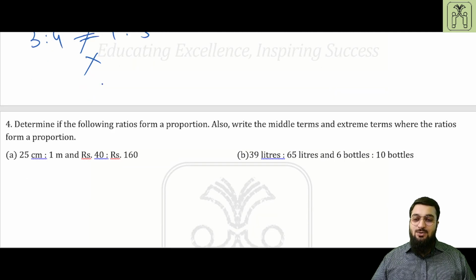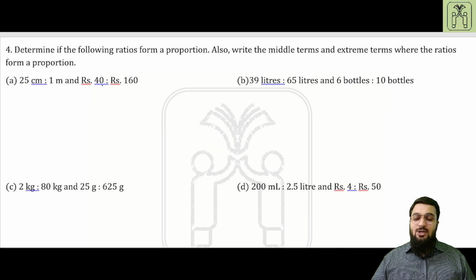Coming to the next question. Determine if the following ratios form a proportion. Also write the middle terms and extreme terms where the ratios form a proportion. Now the concept of middle term and extreme term is being used, if you remember the definition of middle terms and extreme terms. So part A is 25 centimeter and 1 meter.